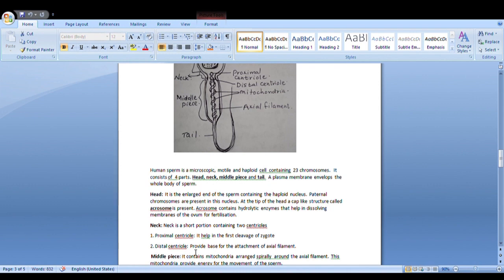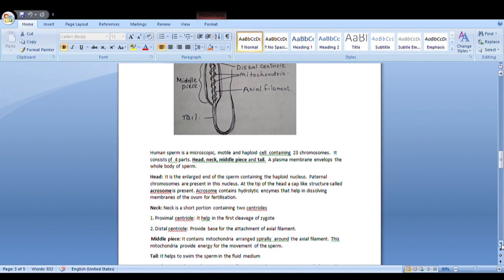Distal centriole provides base for the attachment of axial filaments. You can see two filaments passing through the middle piece up to the tail. This is marked as axial filament. So that is the function of the two centrioles. Proximal centriole initiates cell division in fertilized ovum or zygote, and distal centriole provides base for the attachment of axial filament.